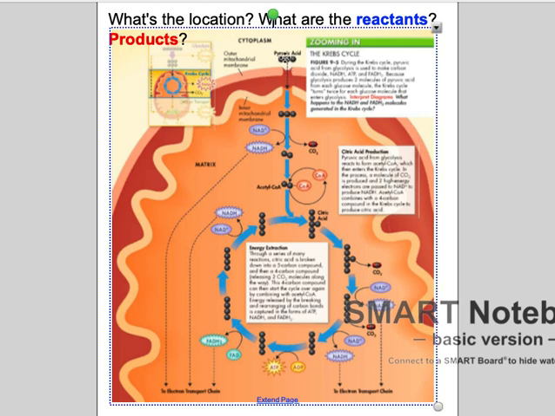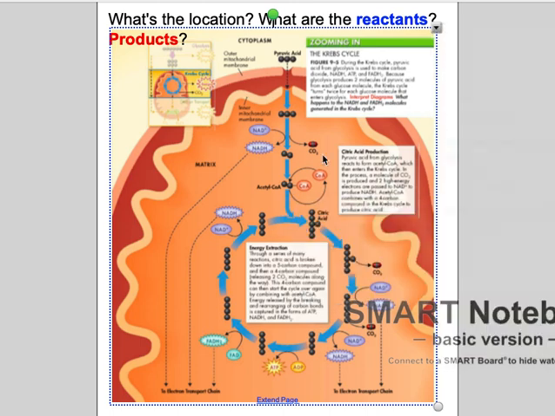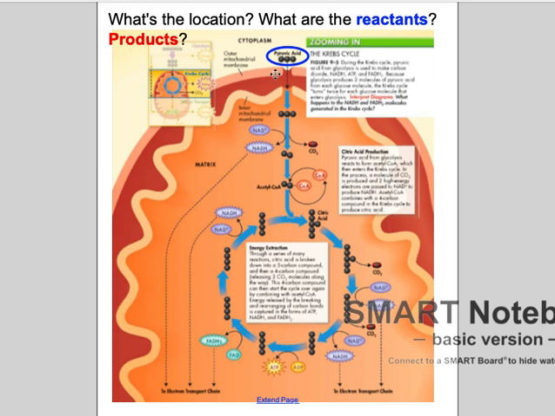Let me see if I can lock this. Okay, there. One reactant is going to be pyruvic acid. It's going to enter the process. And now I'm going to look for arrows that go into the process. Oh, NAD plus is also going to be a reactant. It's going in.